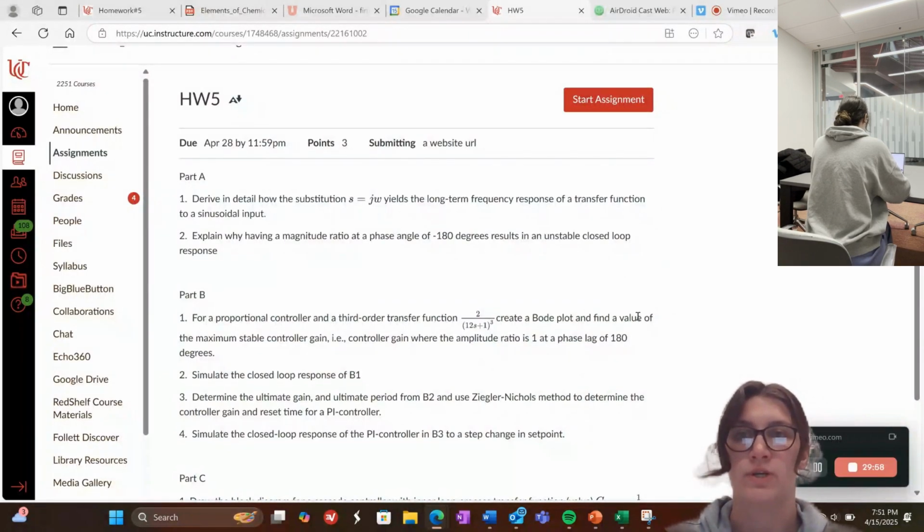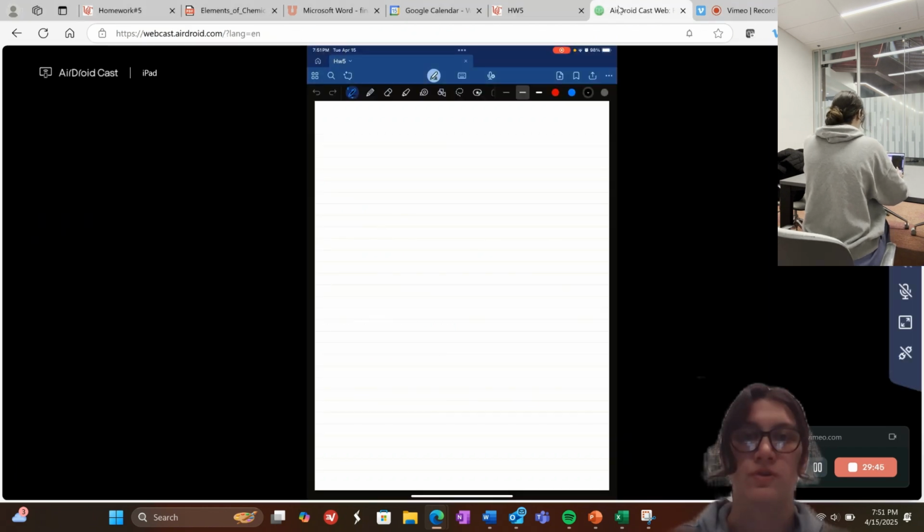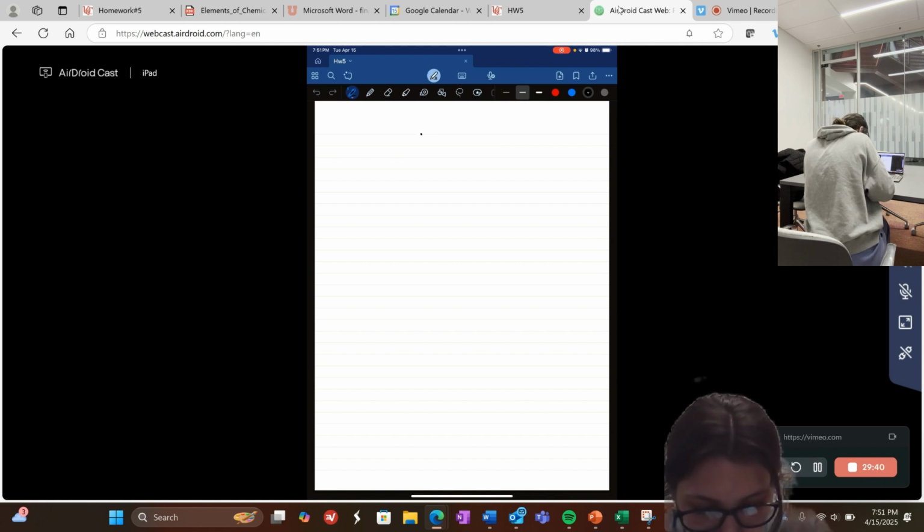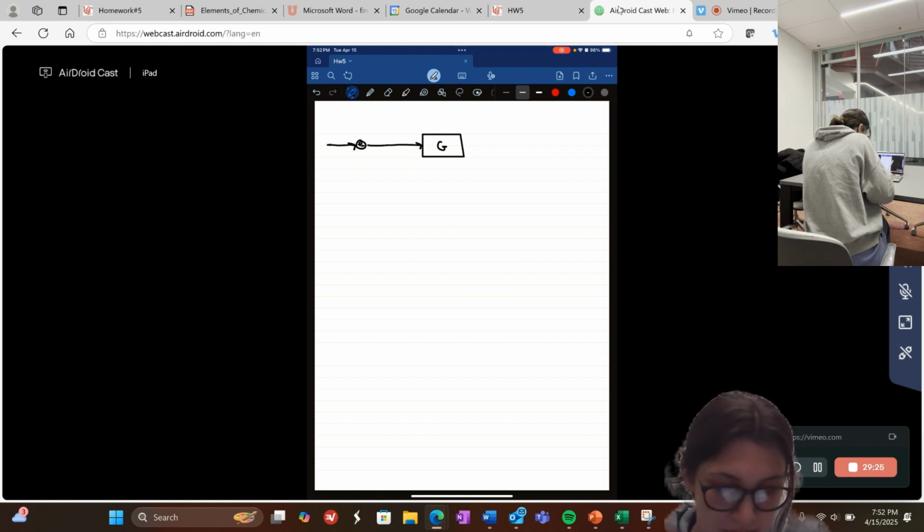Next, we can move on to question 2. This states, explain why having a magnitude ratio at a phase angle of negative 180 degrees results in an unstable closed loop response. Once again, we are going to start by drawing our system. In this case, we are going to have some function g. There is an input signal here that goes into the process. The process gives an output.